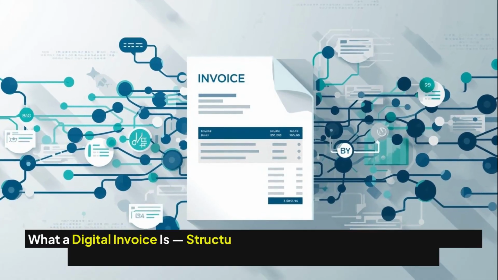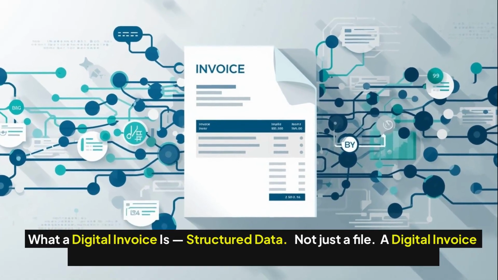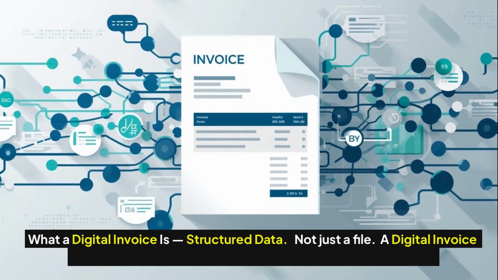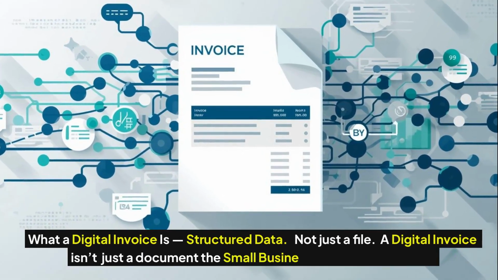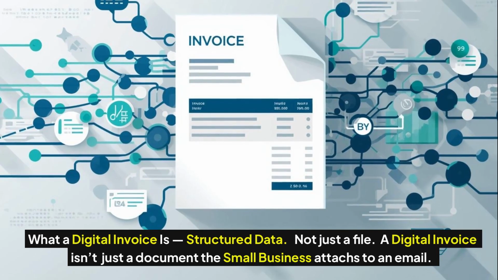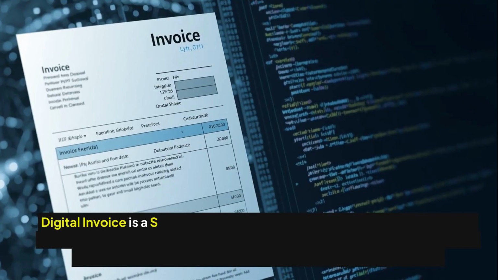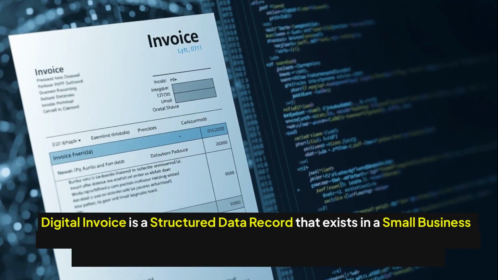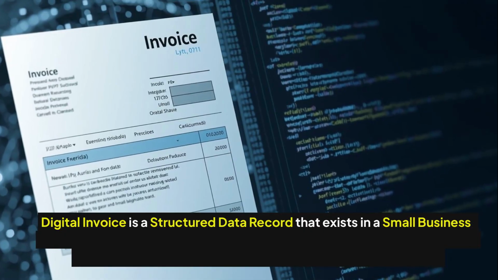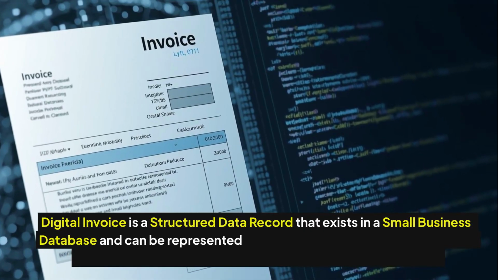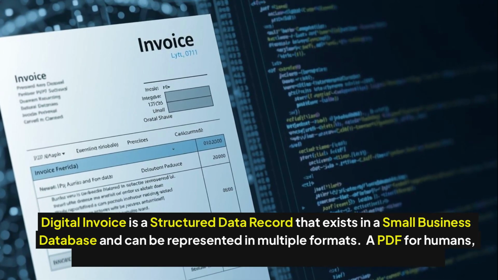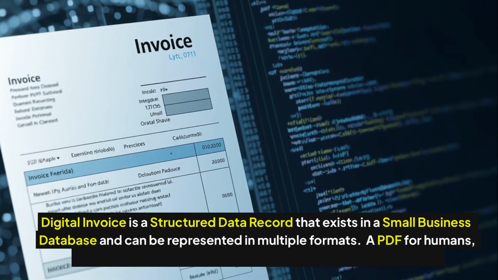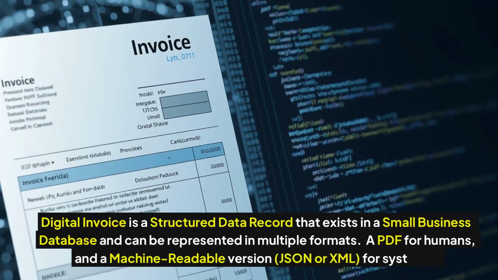What a digital invoice is: structured data, not just a file. A digital invoice isn't just a document the small business attaches to an email. A digital invoice is a structured data record that exists in a small business database and can be represented in multiple formats. A PDF for humans, and a machine-readable version, JSON or XML, for systems.